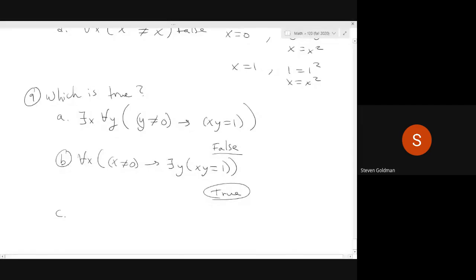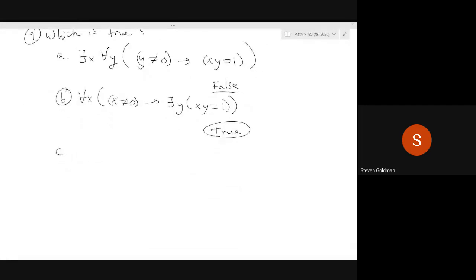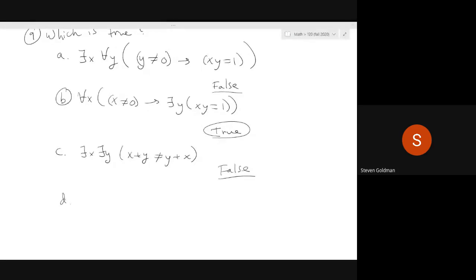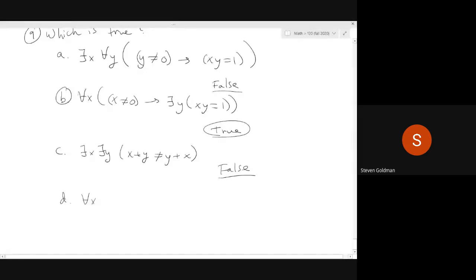Let's just go through the others to see why they were false. C was the statement, there exists an x, there exists a y, such that x plus y does not equal y plus x. That's false, right? For real numbers, all real numbers have the commutative property. So for all real numbers, x plus y will equal y plus x, so that's false. And D was the statement, for all x, there exists a y, such that x equals y squared.